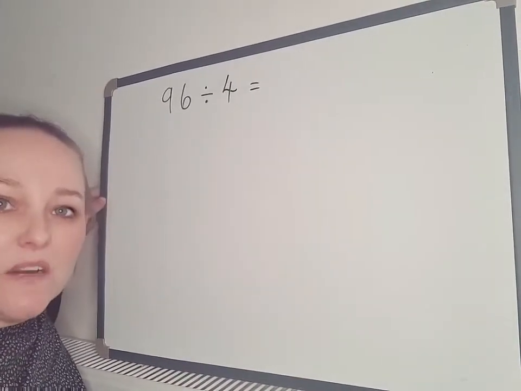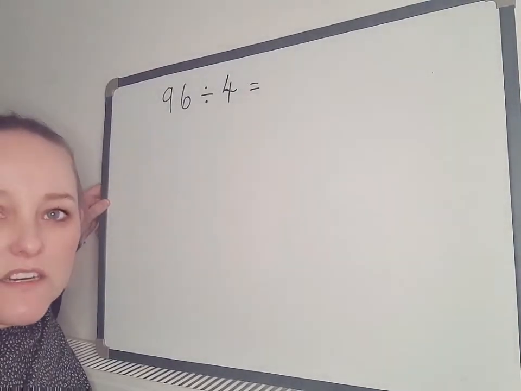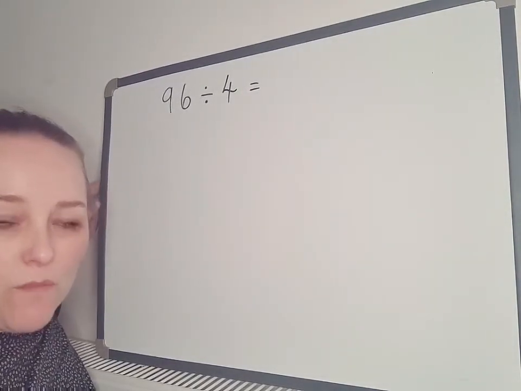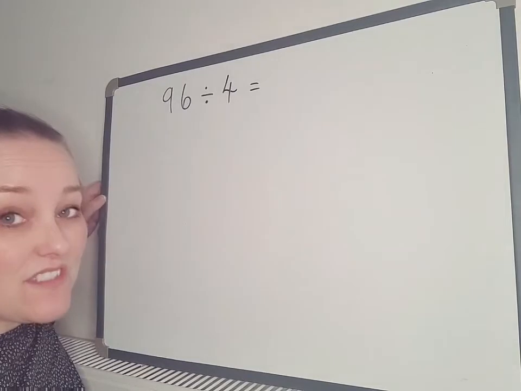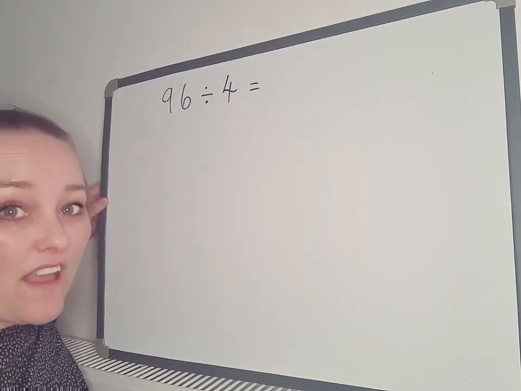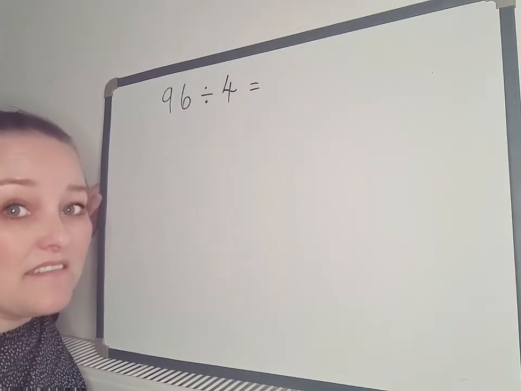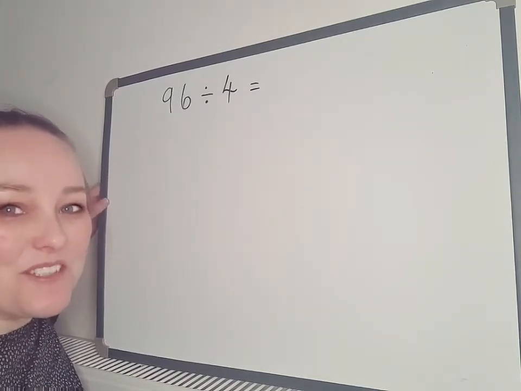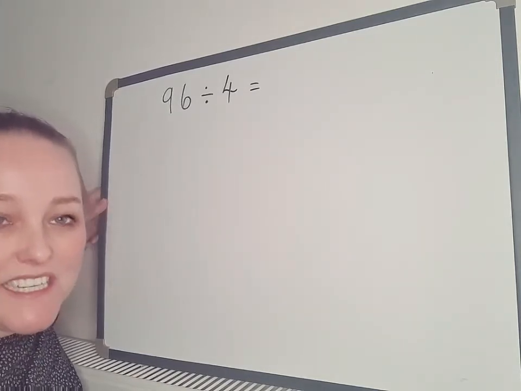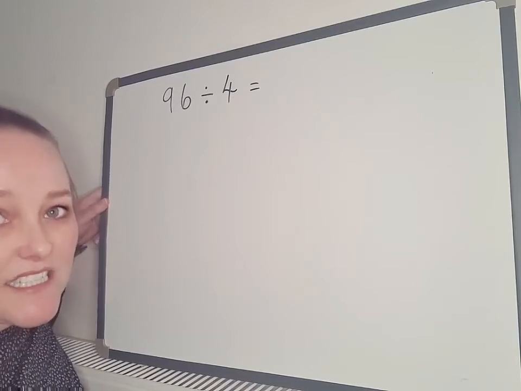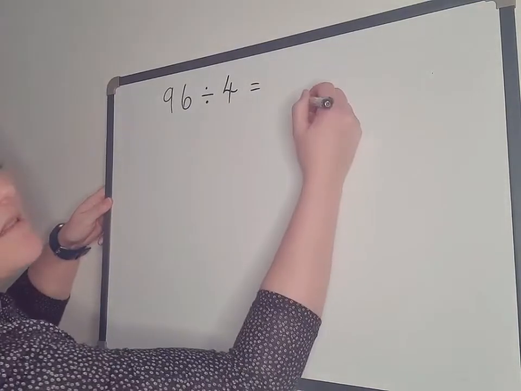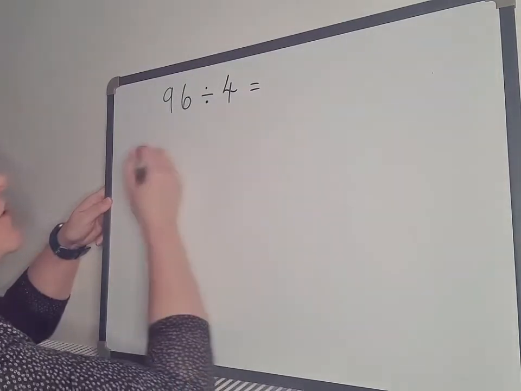Okay, so a new one now. Let's have a go at 96 divided by 4. Now, if you think you're confident and you've already kind of got that, then pause my video for a minute, have a go, and then see how right you are once you start rewatching. All right, so are you ready? 96 divided by 4. So let's do our base 10 first of all.